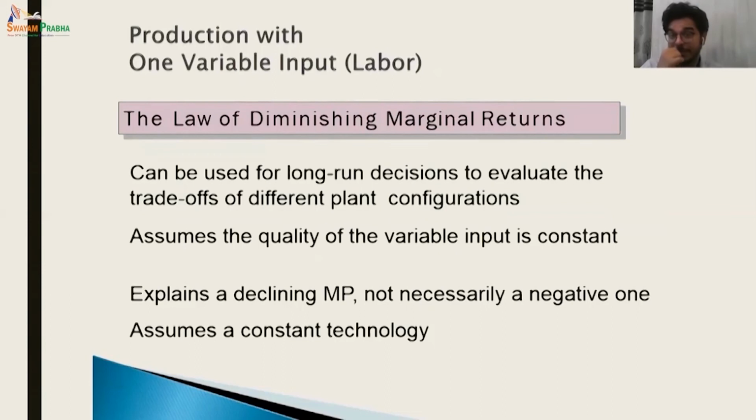It also assumes the quality of the variable input, the labor, is similar. So whenever you are getting a friend, they are of your similar caliber.